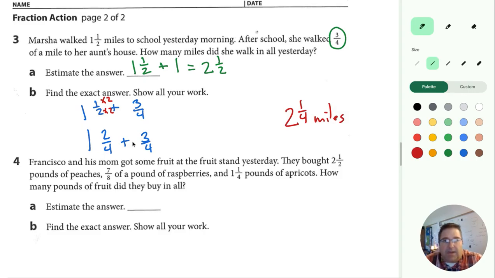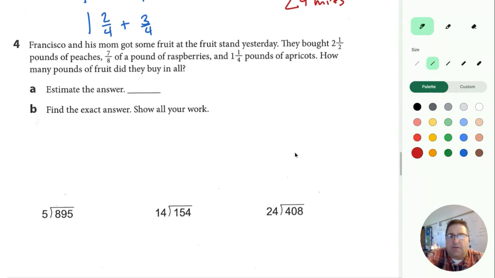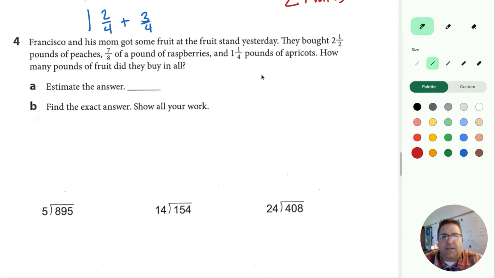So, kind of got you there most of the way, and then figure out how to get to the final answer there. Francisco and his mom got some fruit from the fruit stand yesterday. They bought 2.5 pounds of peaches, 7/8 pound of raspberries, and 1 1/4 pounds of apricots. How many pounds did they buy in all? So we're going to estimate.